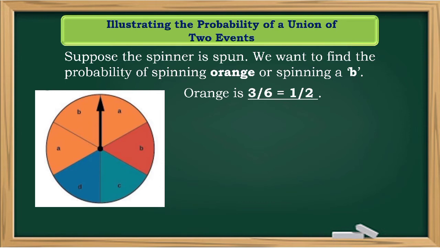Next is to get the probability of spinning B. As you can see, there are 2 sections on the circle which contain the letter B. So that would be 2 over 6. To simplify, we have 1/3.